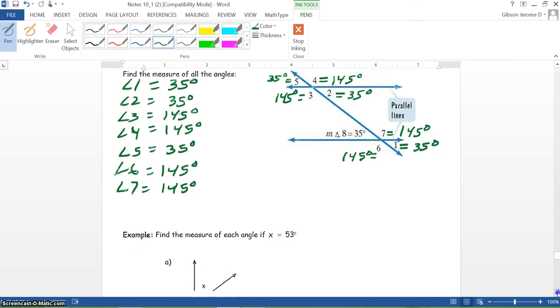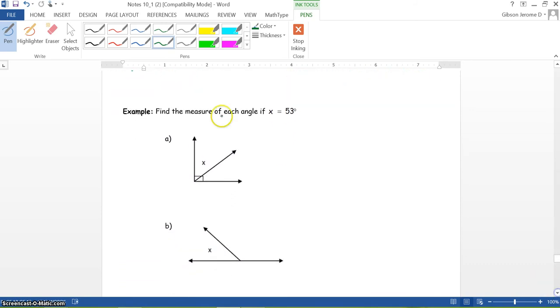Now, we scroll down here. It says find the measure of each angle if x is 53 degrees. So we know this is 53 degrees. We know this angle here and this angle here form a 90-degree angle. So we could just take 90 minus 53 degrees, which would give us 37 degrees. So this will be 37 degrees. And you can circle it as your answer.